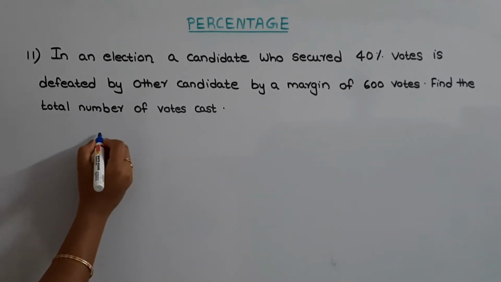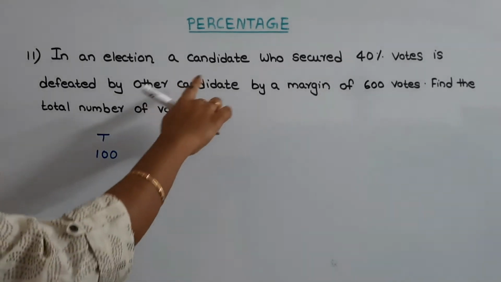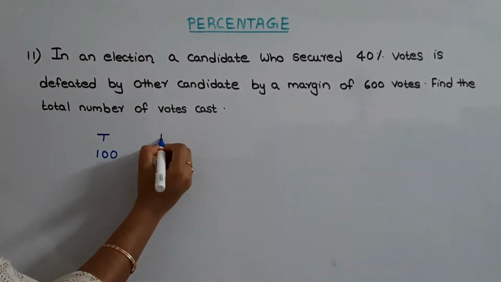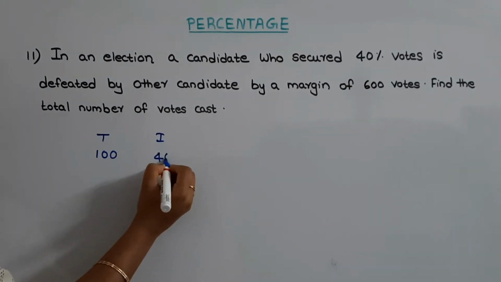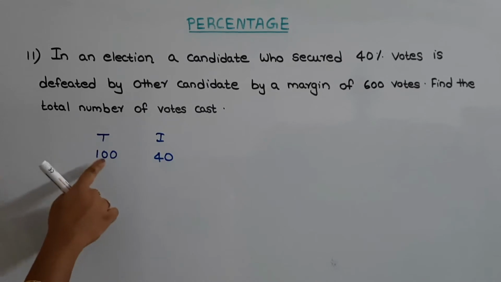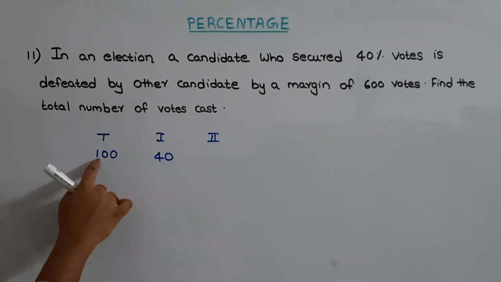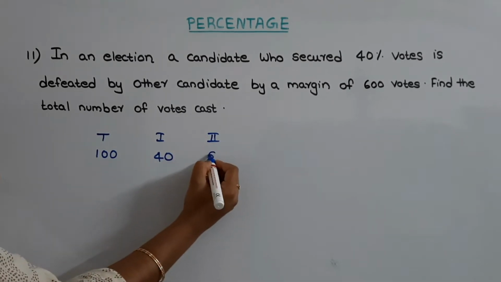So let us consider the total number of votes cast as 100. Then the votes secured by one of the candidates will be equal to 40. If the vote secured by one of the candidates is 40 and the total number of votes is 100, what will be the vote secured by the other candidate? That will be 100 minus 40, that is 60.